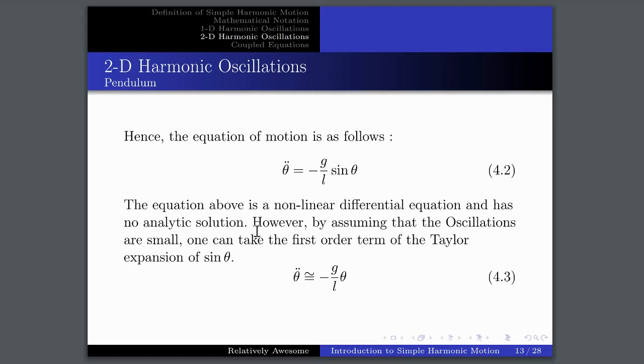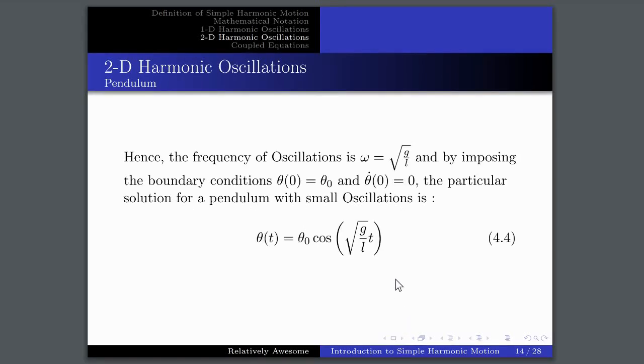However, we are physicists and we're not really interested in getting a unique solution. So what we can do is assume that the oscillations are small. And from this one can take the first order term of the Taylor expansion of sine theta and get an approximate solution. By doing this, we find that the oscillation frequency is equivalent to the square root of the acceleration due to gravity over the length. And by imposing the initial conditions, at time equals 0, we have some initial angular displacement, and at time equals 0 the angular velocity is also 0. The particular solution for the pendulum with small oscillation is the same as the one-dimensional simple harmonic oscillator.